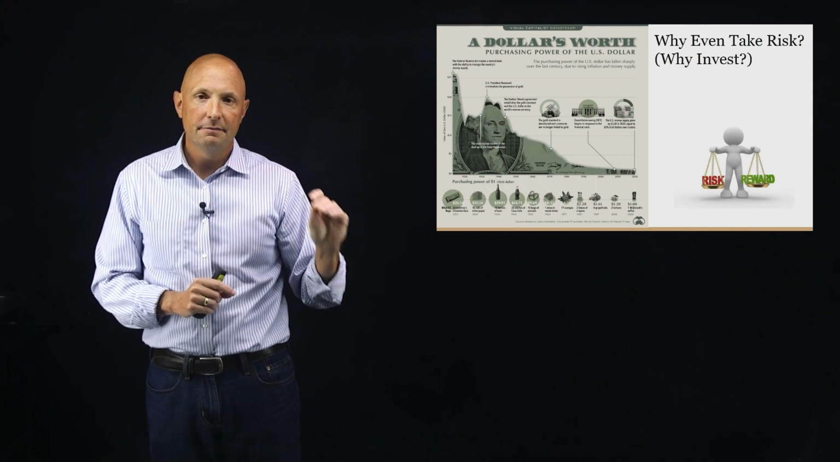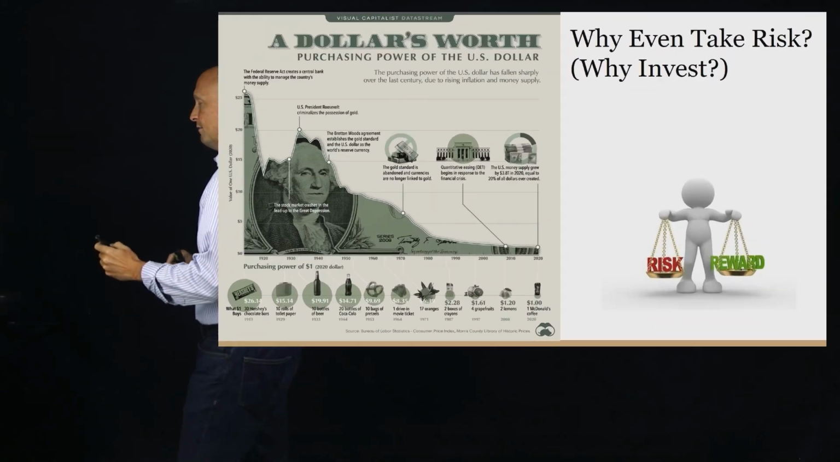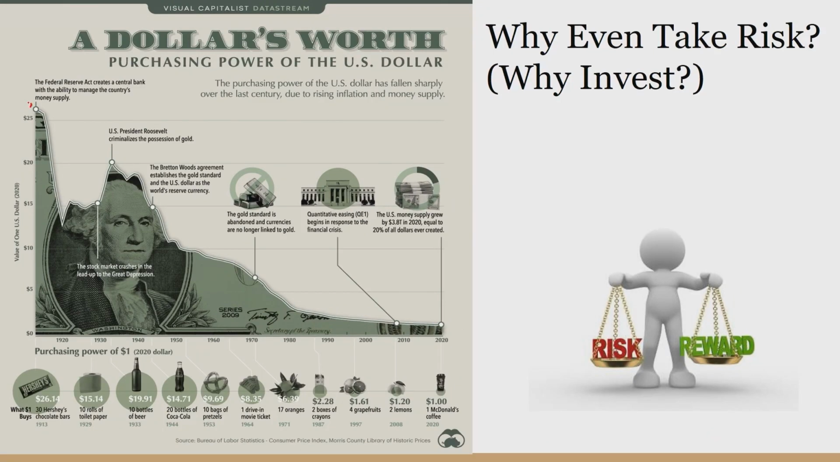That's why we invest. If we take a look at the screen, for instance, what we're looking at here is a very interesting chart that shows the erosion of purchasing power over the last 100 years. I know it's hard to see, but a dollar bought in 1913 30 Hershey's chocolate bars. Today that would be $26.14. And in fact, I haven't bought a Hershey bar under $1, so I don't know where they got that price. It'd be more like $30.